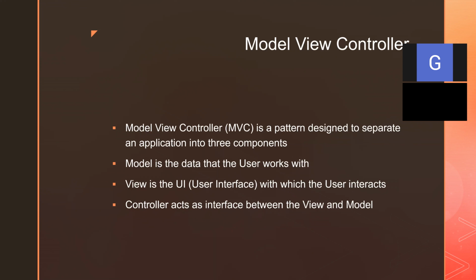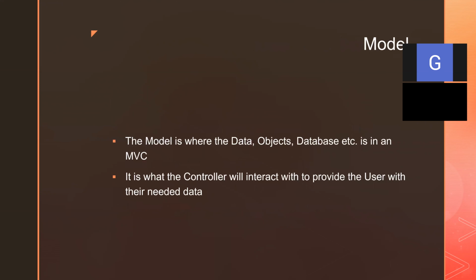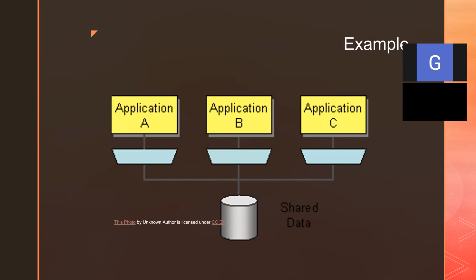And then the controller acts as a bridge between the view and the model. It takes the user input and then gets data from the model or does things with model data according to what the user says. And so that's what all those do. The model is, of course, where the data objects and database functions reside, and the controller will interact with it as the user needs per their input.